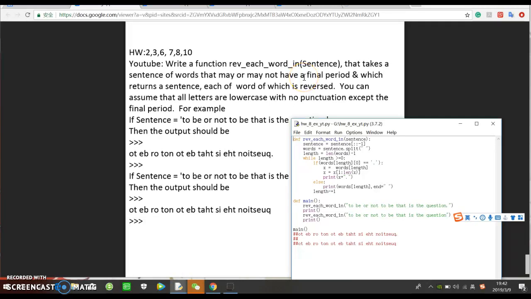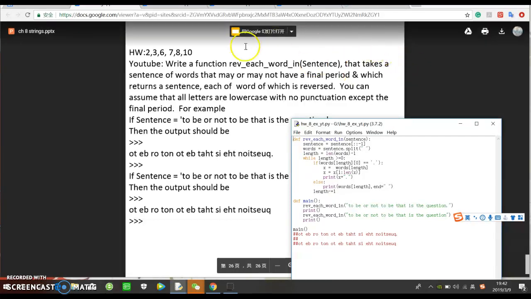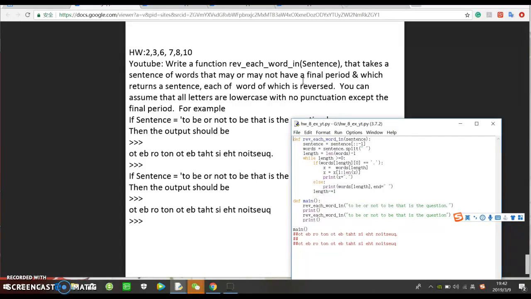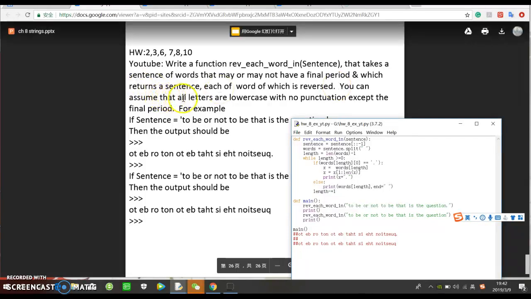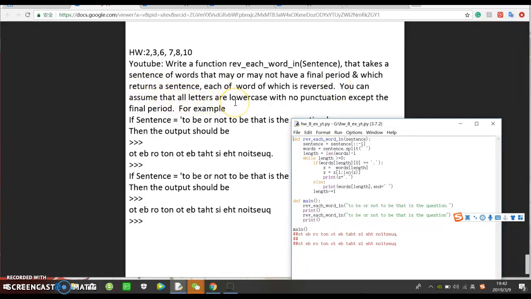Easy one, and this is the explanation for question number 8 YouTube video. So here's the question. Write a function reverse_each_word_in_sentence that takes a sentence of words that may or may not have a final period, which returns a sentence, each word of which is reversed. You can assume that all letters are lowercase with no punctuation except the final period.